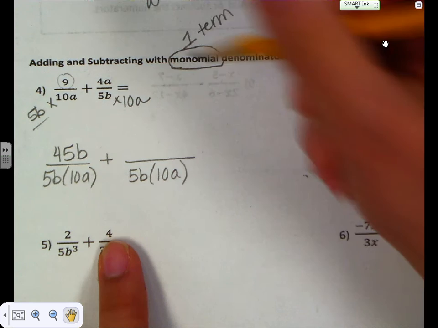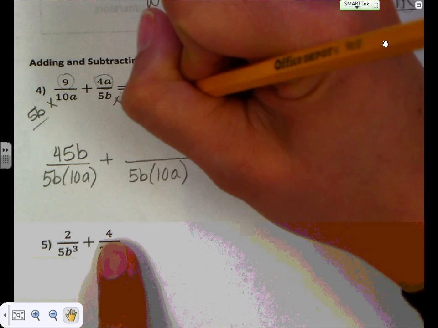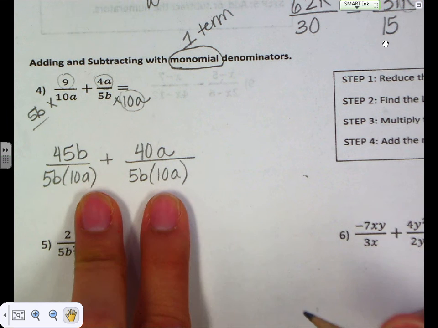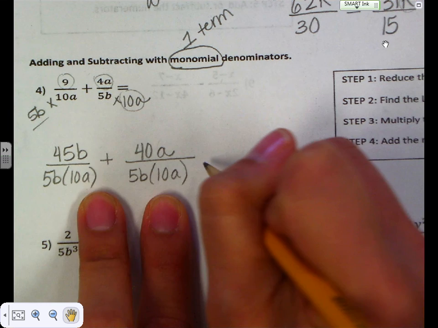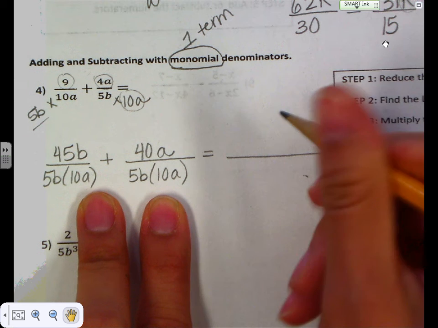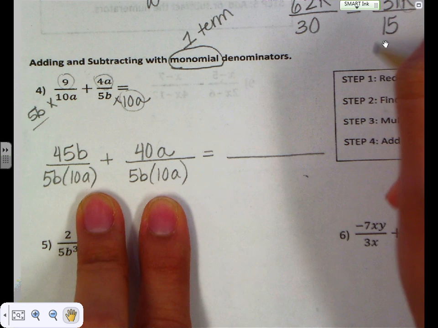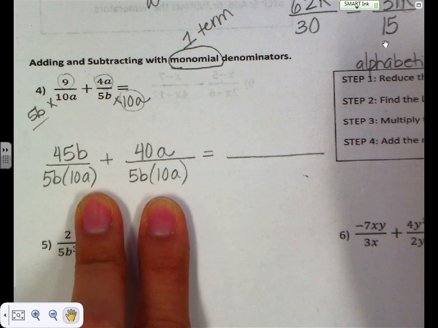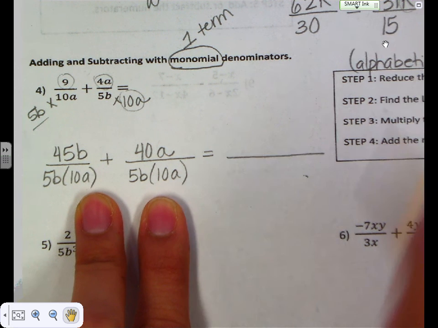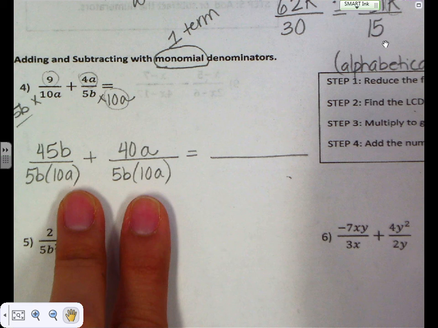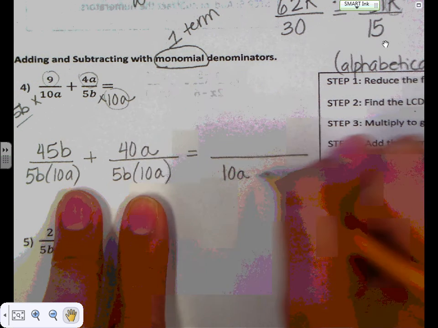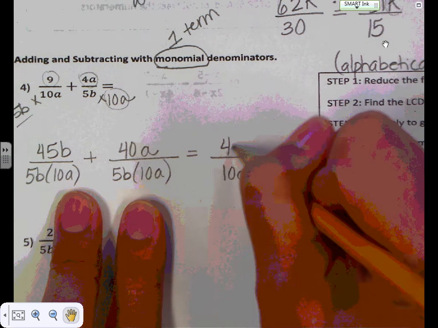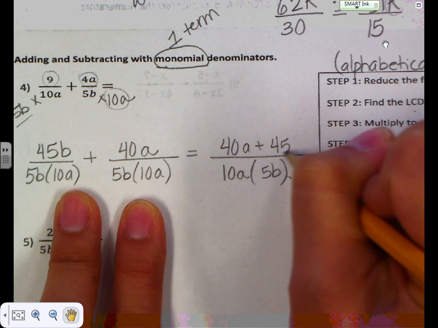And then you have to multiply the numerator times 10a, which gives you 40a. Are my denominators the same? Yes, all I need to do is actually just combine these. Most of the time, you want to put this in alphabetical order. So what comes first, A or B? A. So you're going to write 10a times 5b, and then on the top you would write 40a plus 45b.